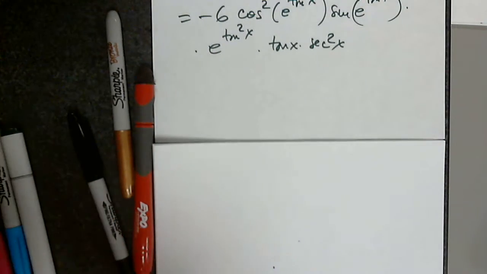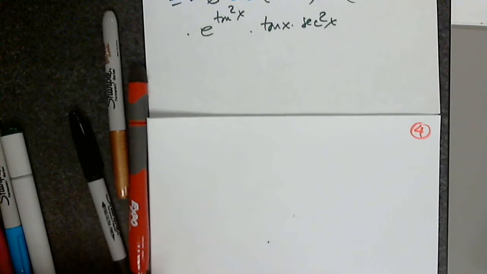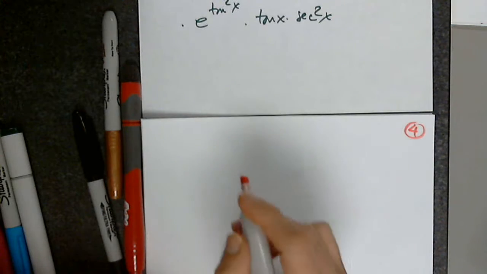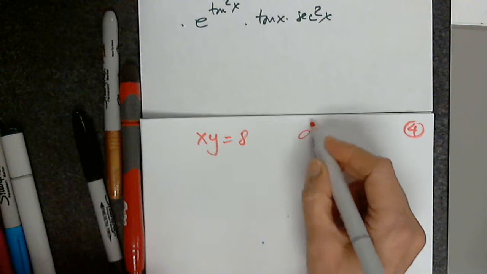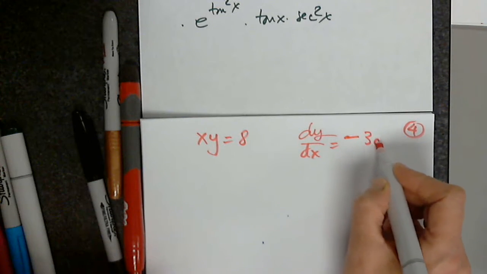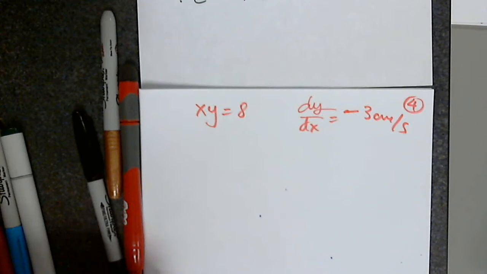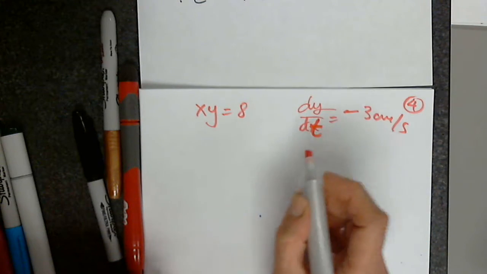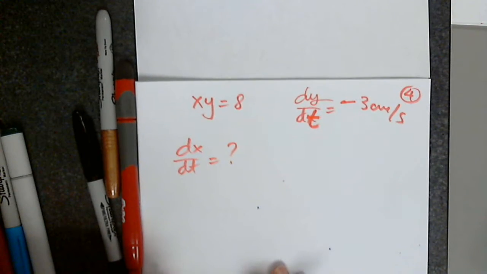Now, I hope you agreed that I couldn't find anything easier than that. Some of them are really long and a lot of work. So we had dy over dx. It was decreasing, so when it says decreasing, you have to consider it negative. So we're asked to find dx over dt, right? Is that what the problem was asking? Yeah.